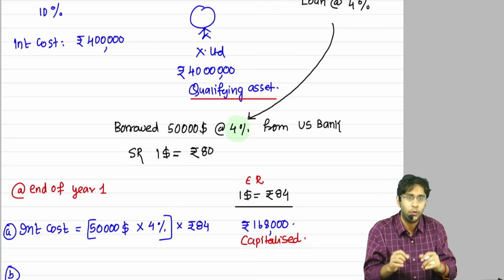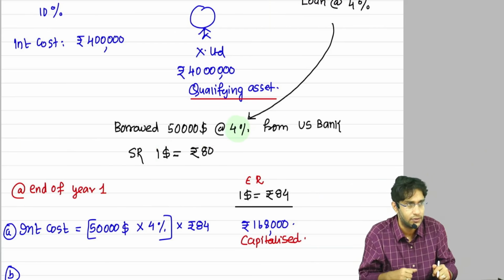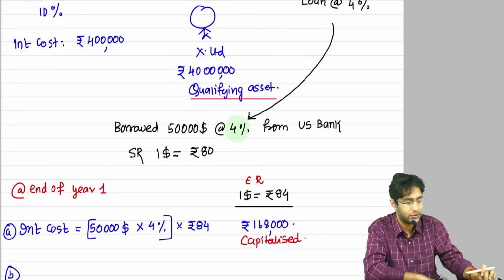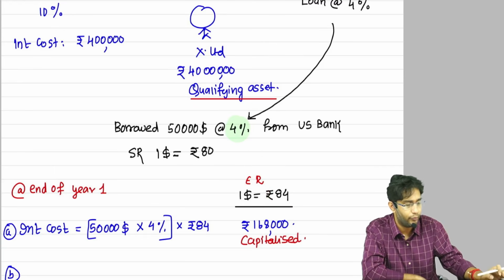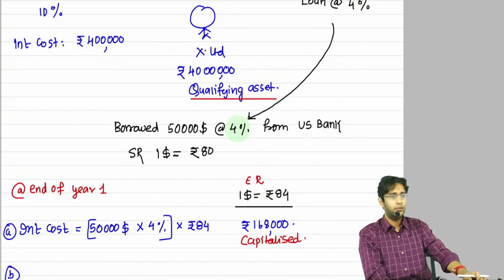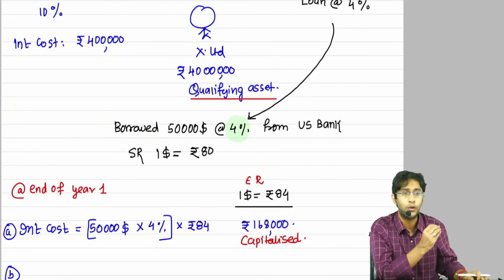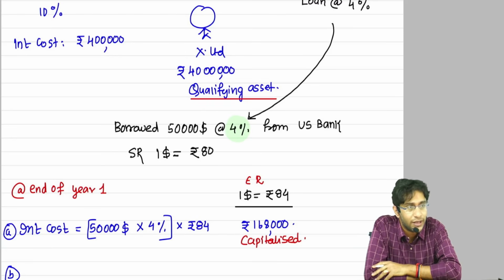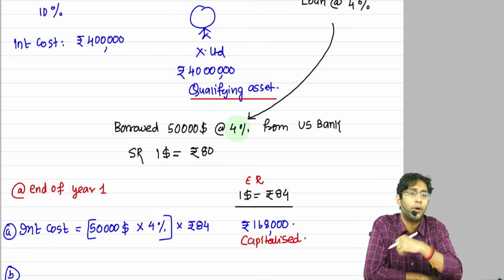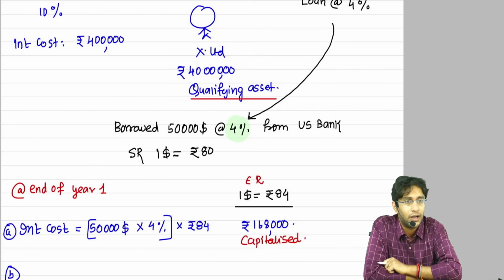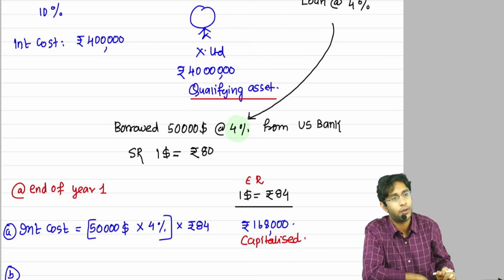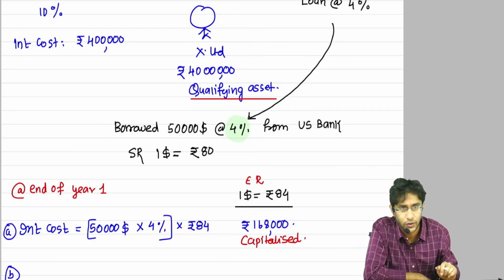Today, the spot rate: if you have to repay this $50,000, each dollar is worth how much? 84. Take your calculator once. 50,000 into 84. 42 lakh rupees. Are you getting it, sir? 42 lakh rupees you have to suffer. But at the time of borrowing, you received only 40 lakhs. For repaying, you have to pay 42 lakhs as on today. How much extra do you have to pay? That's an exchange loss only, right?